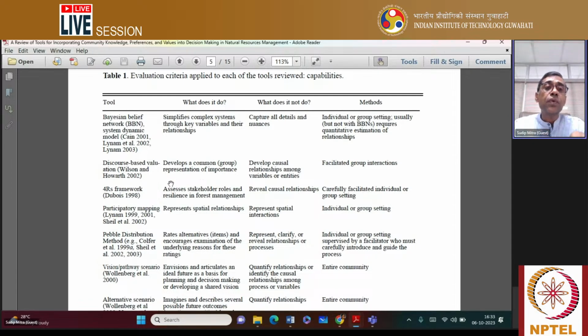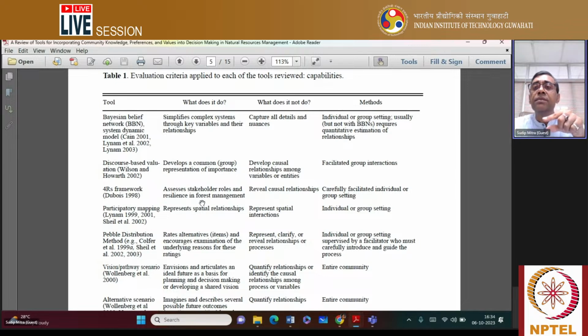Then next comes the 4R framework. This tool assesses the different stakeholder roles and also studies resilience in forest management. Remember that in one of the lectures by now, you must have seen that there are different resources, and forest resources are one of the most important natural resources that we have. So the 4Rs framework helps in assessing the different stakeholder roles for forest management.